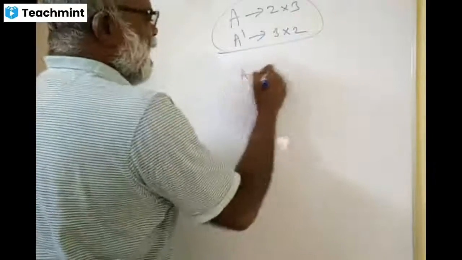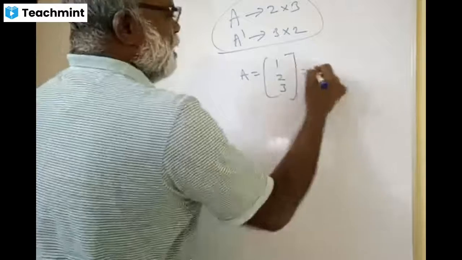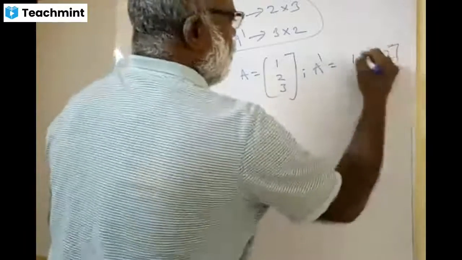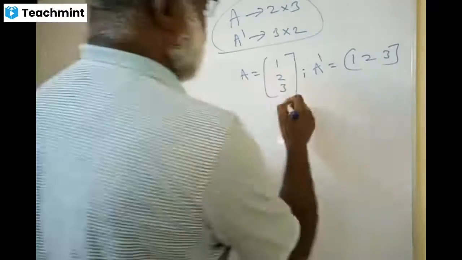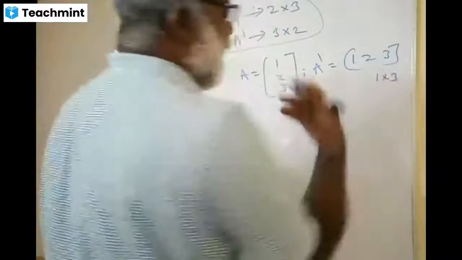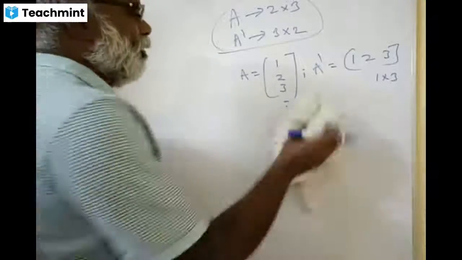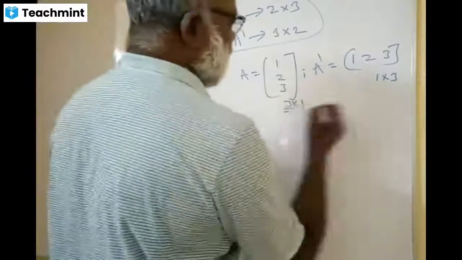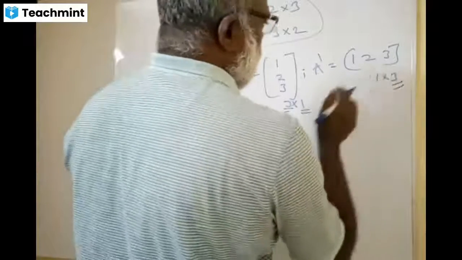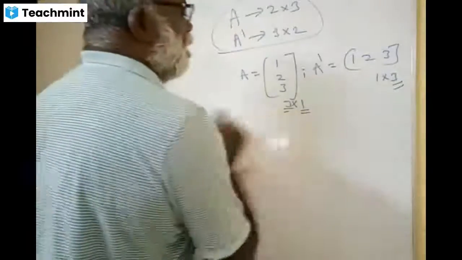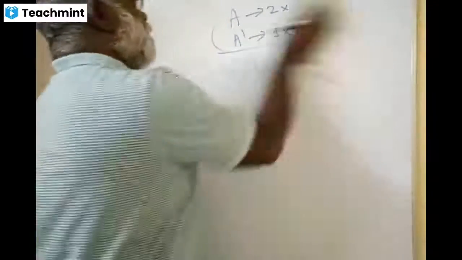Suppose A is a 1, 2, 3 column matrix, then what will be A dash? Row matrix. Column matrix becomes a row matrix. So this is 3 by 1 and this is 1 by 3. By transposition we mean that rows and columns are interchanged. 3 rows became 3 columns, and 1 column has become 1 row. Rows and columns are interchanged. That is the first question. Second also on transpose, third also on transpose, fourth also on transpose.